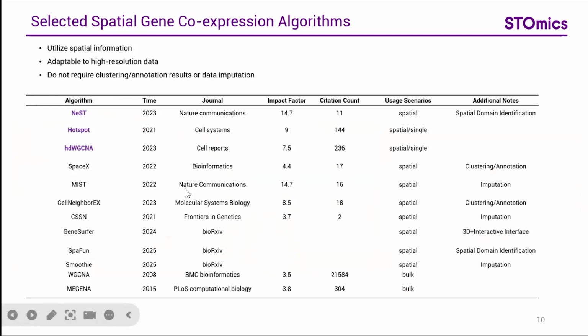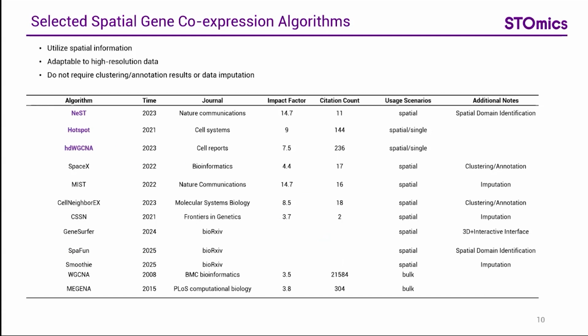Spatial gene co-expression algorithms are relatively novel in spatial transcriptomics. Therefore, when searching for relevant literature, we mainly focused on articles from the past 5 years and screened them based on their impact factors and the citation status to assess their suitability for spatial transcriptomic data analysis. In the end, we selected 3 algorithms related to spatial gene co-expression: NEST, hotspot, and HDWGCNA.